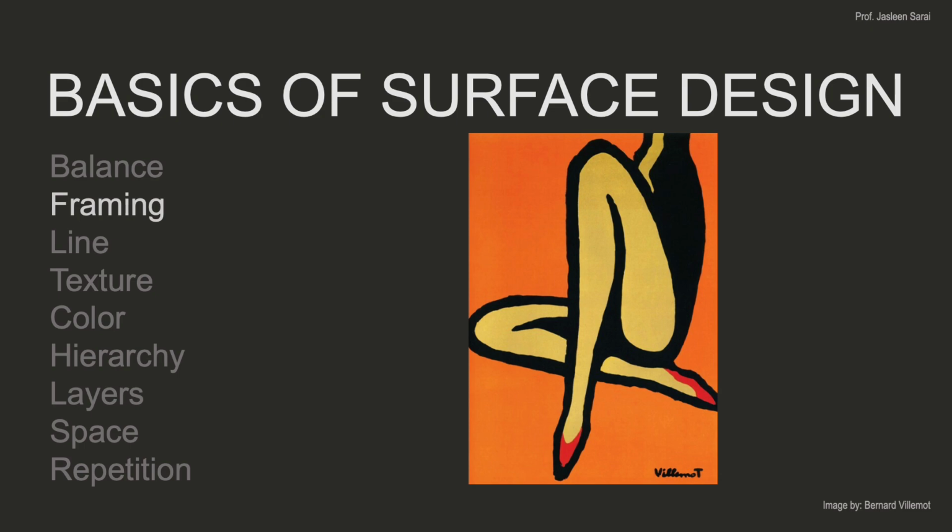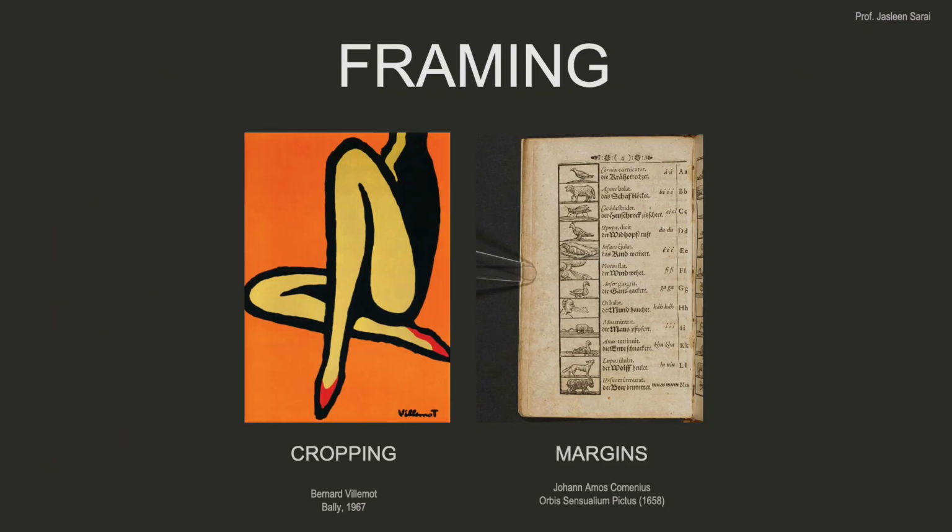So this piece right here is a drawing of a woman, but the way that it's framed, it is framed right around her legs and her shoes. That makes a big difference versus showing the entire body. And that's a good example of cropping, right?